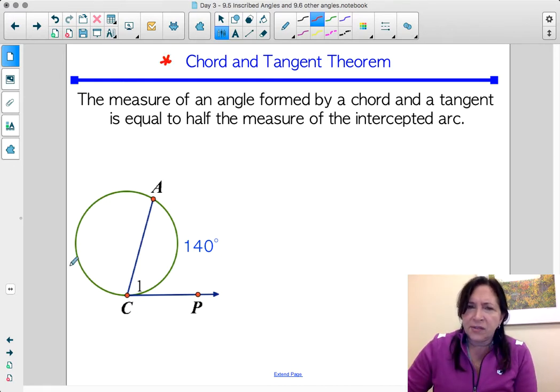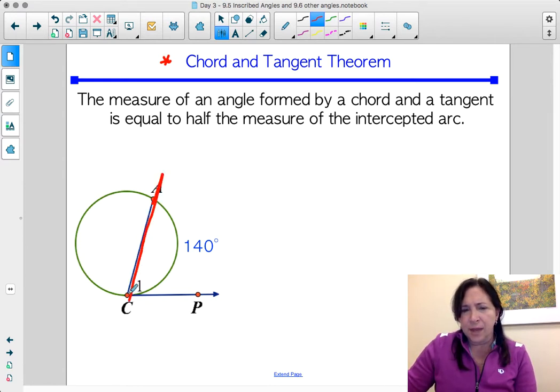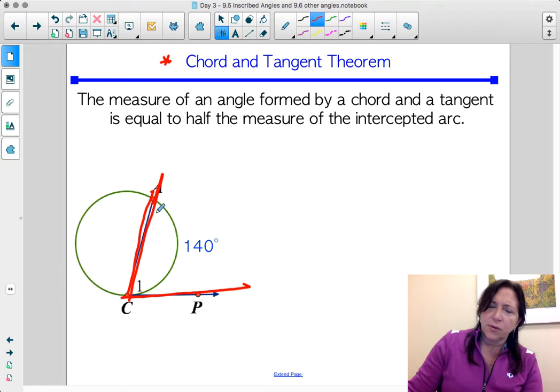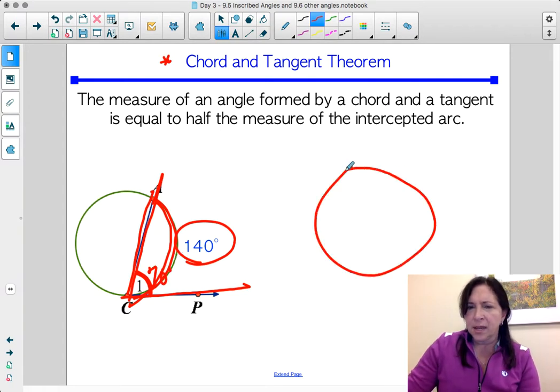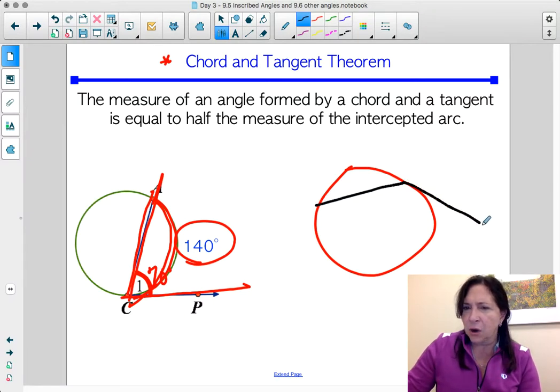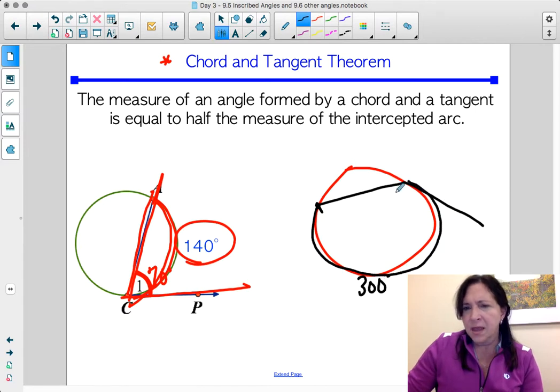So we have another theorem that says the chord and the tangent theorem. It's very similar to our inscribed angle theorem, whereas if we have a chord, there's my chord, and my tangent, there's my tangent, then the angle formed by this arc is half of that arc value. So if that's 140 degrees, this is 70. And so again, just reiterating, if I have a chord and a tangent, and let's say from here all the way around is 300 degrees, this is half of that. So that would be 150 degrees.